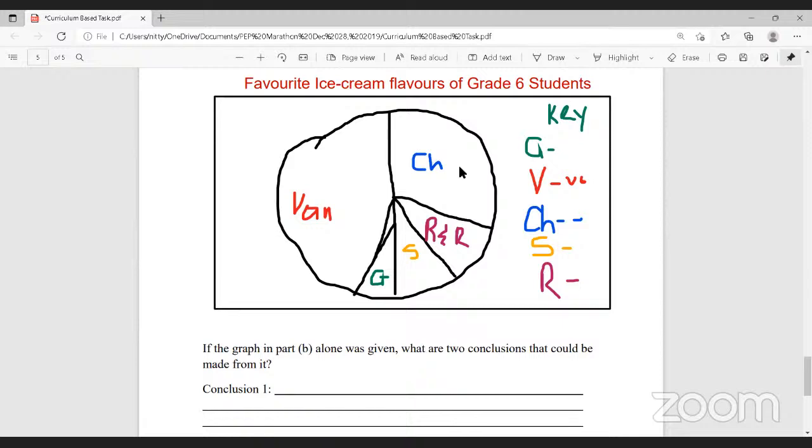We can also say that the number of students choosing chocolate, rum and raisin, and strawberry is the same as the number of students choosing vanilla and grape nut. We can also say that. So definitely, guys, there are many conclusions we can draw from this.